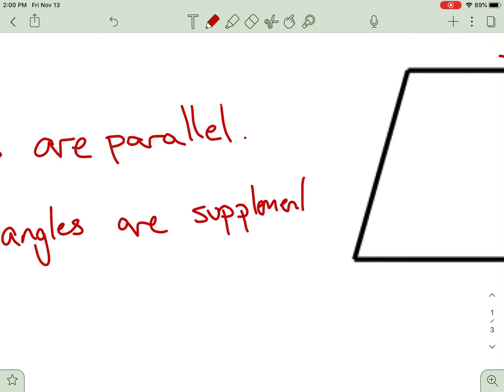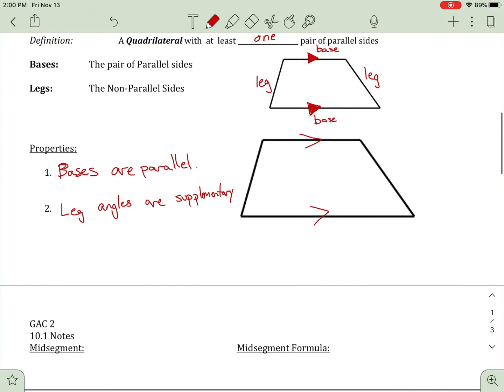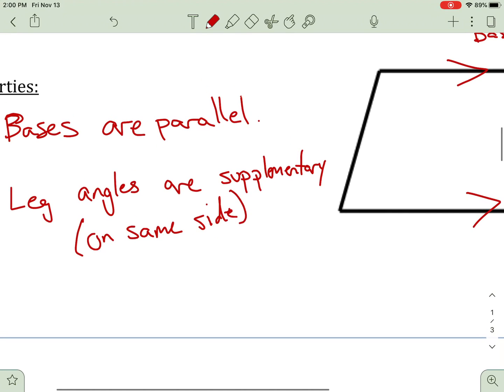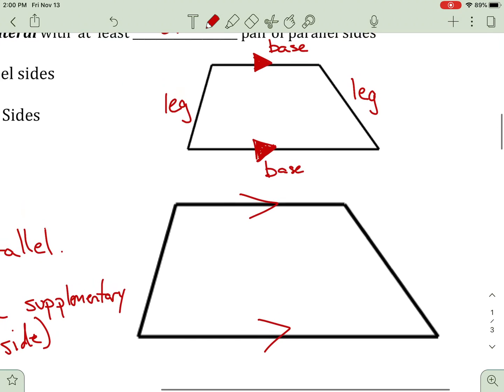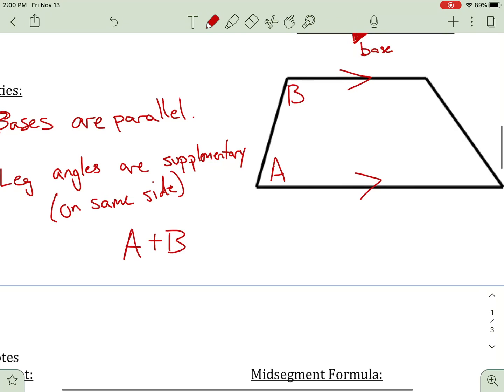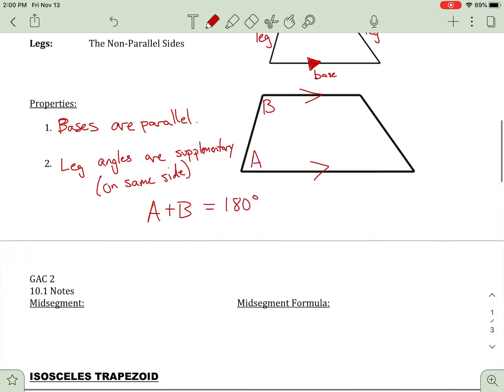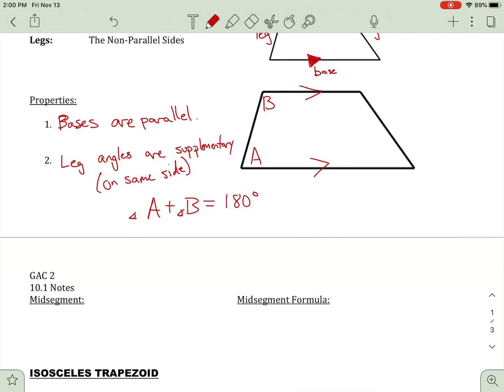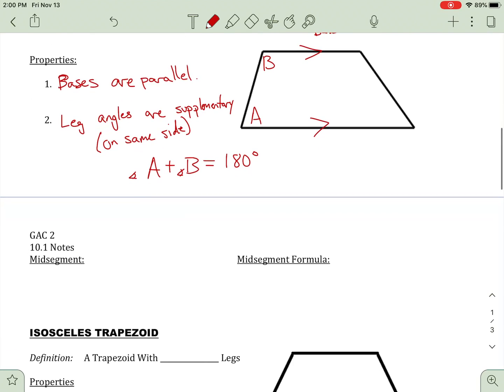There's that word again. So what that means is, and we mean on the same side, by the way, that if this is A and this is B, that A plus B equals 180. So angle A and angle B equal 180 degrees.